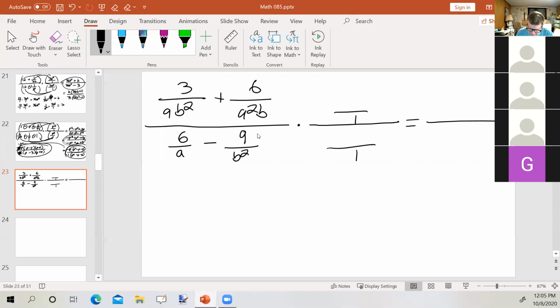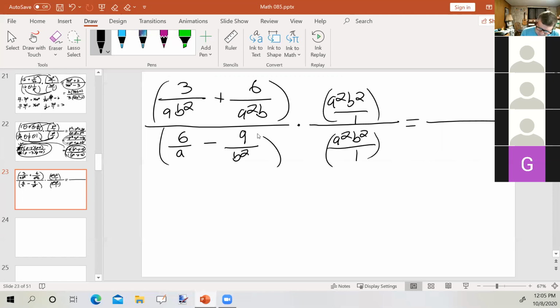What's the LCD? Careful. A squared, b squared. Correct. Good job. So we're going to take all of that times all of that. And here we go. 3 over ab squared times a squared b squared over 1. A squared over a gives us a single a on top. B squared over b squared reduces down to 1, so I'm left with just 3a.